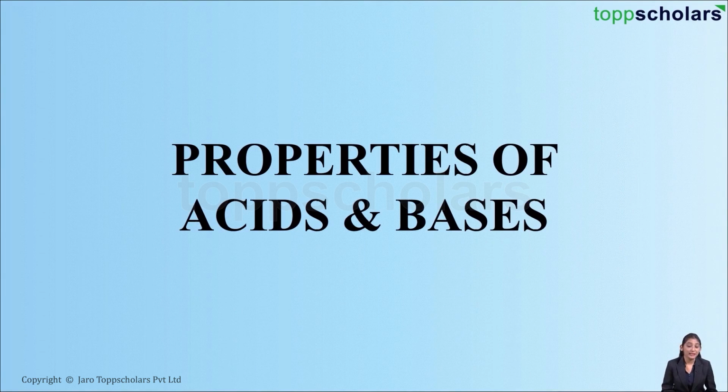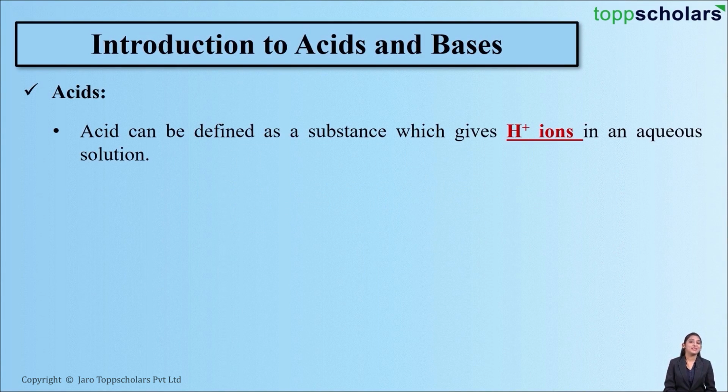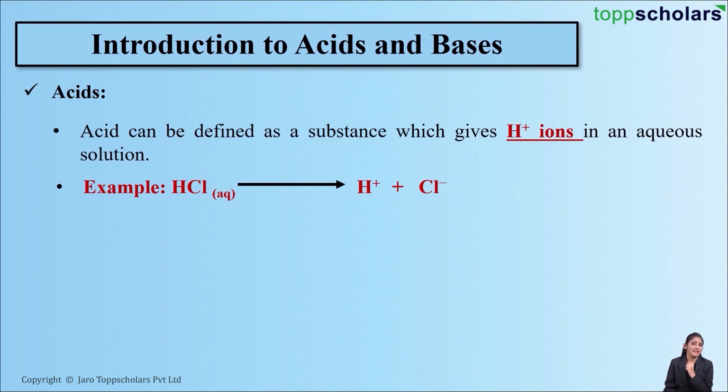Today we'll be discussing the properties of acids and bases. Acids are substances which give H plus ions in an aqueous solution. Let's take an example to understand this. Here I have hydrochloric acid, that is HCl. When HCl is dissolved in water, it dissociates to give you H plus ion. So HCl, that is an acid, gives H plus ion in an aqueous solution. Substances which give H plus ion in aqueous solution are called acids.